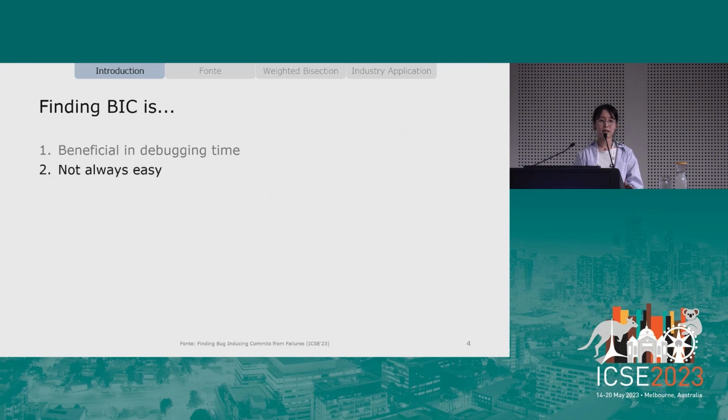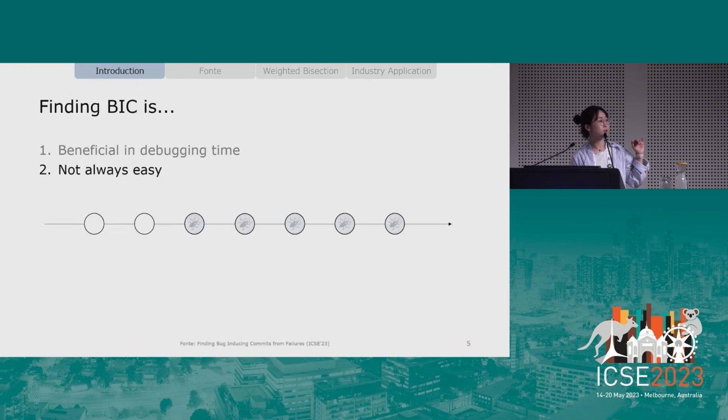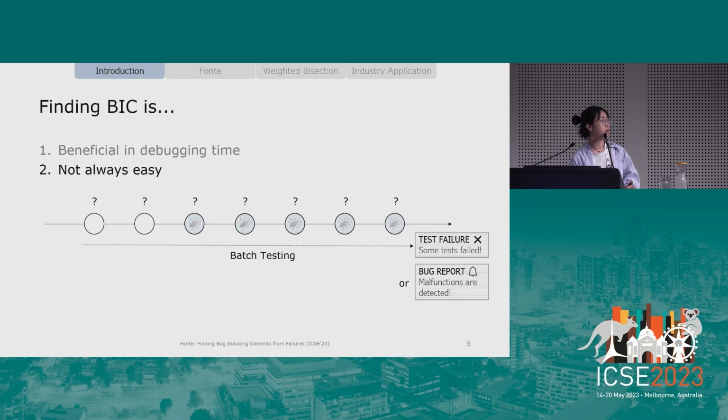However, finding the BIC isn't always an easy and trivial task because sometimes bugs can lie dormant for a while before they're found. For example, code changes are often bundled together and tested at the same time to save on testing cost, which is also called batch testing. Therefore, if test failures happen in this phase, it is not straightforward to know which commit is causing the failure. There are also many cases where the bugs are even reported by users or QA engineers after the release.